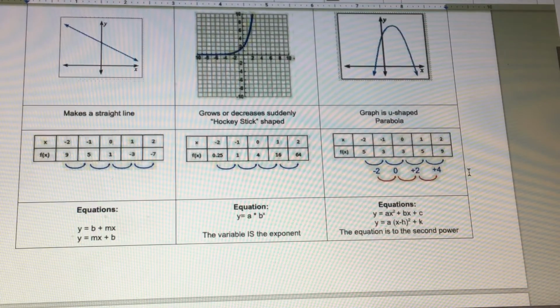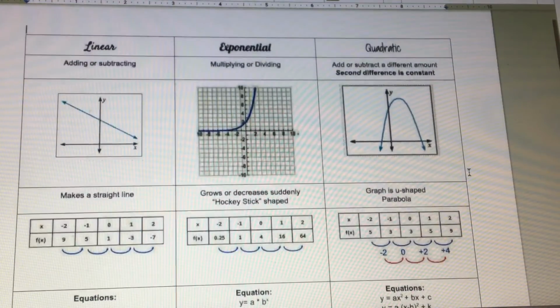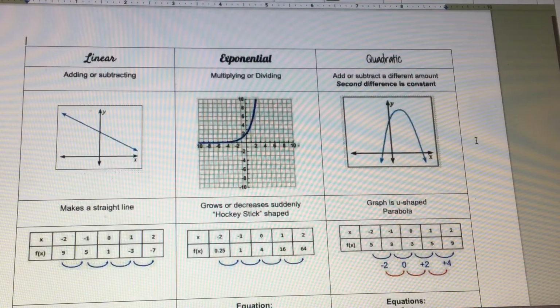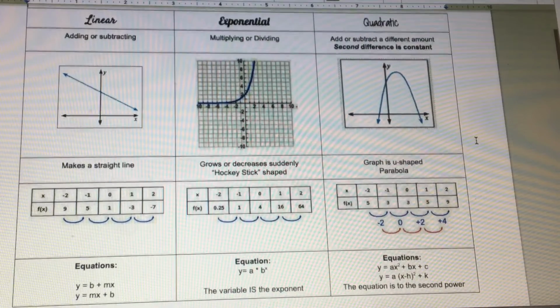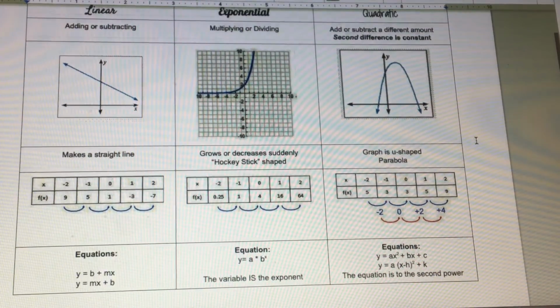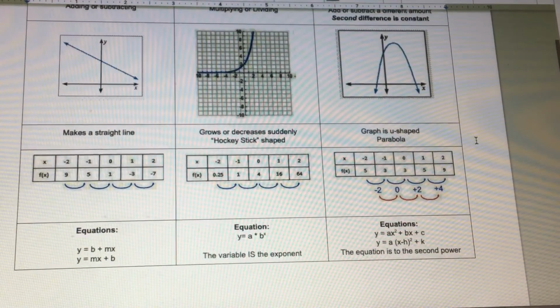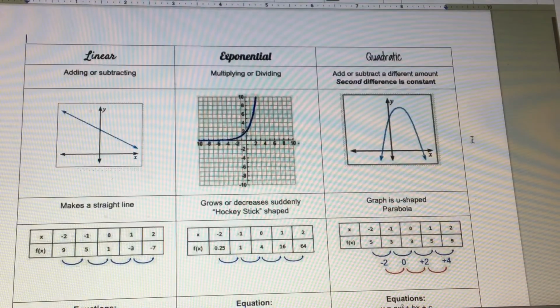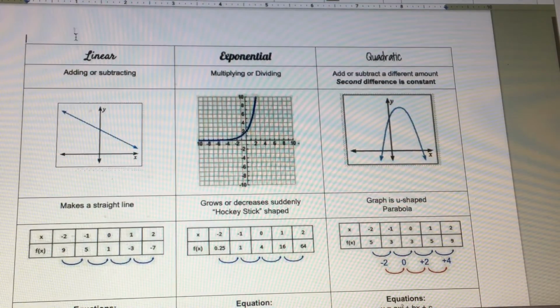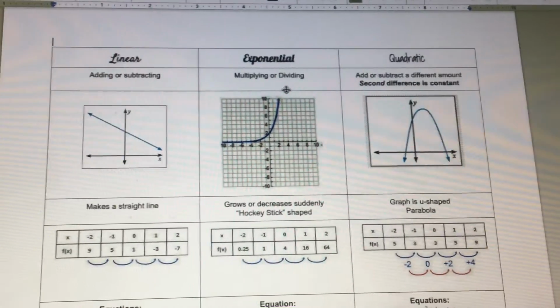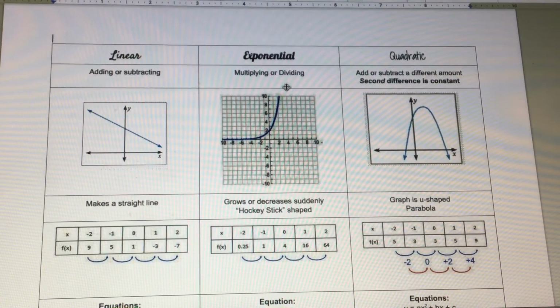So in terms of what we see here, we didn't graph it yet, so we can't say whether or not it would look like a parabola. We didn't find the equation yet. That'll be in part 3, so we can't say that the equation tells us. So really it's based on the table, and the table is going to tell you whether you're adding or subtracting the same amount each time, multiplying or dividing by the same amount each time, or adding or subtracting by a different amount with a constant second difference. And the constant second difference is key for a quadratic.